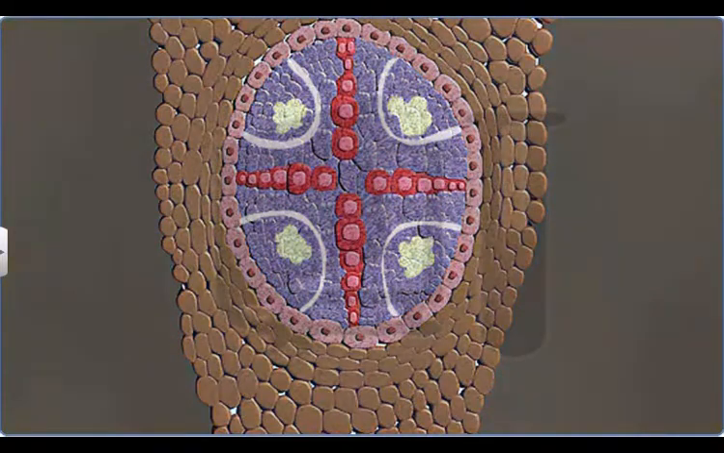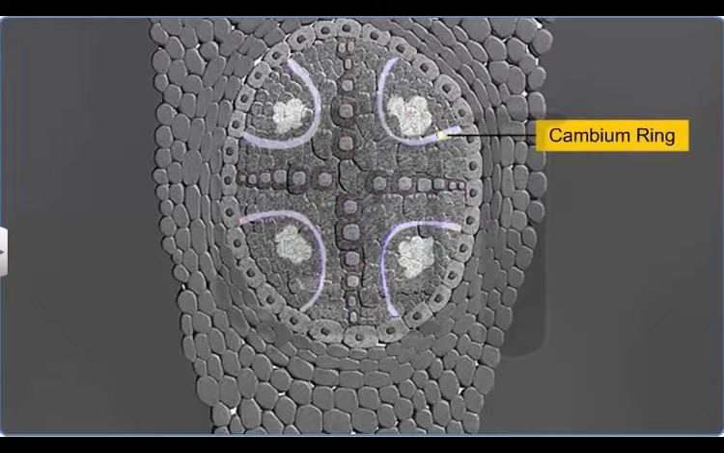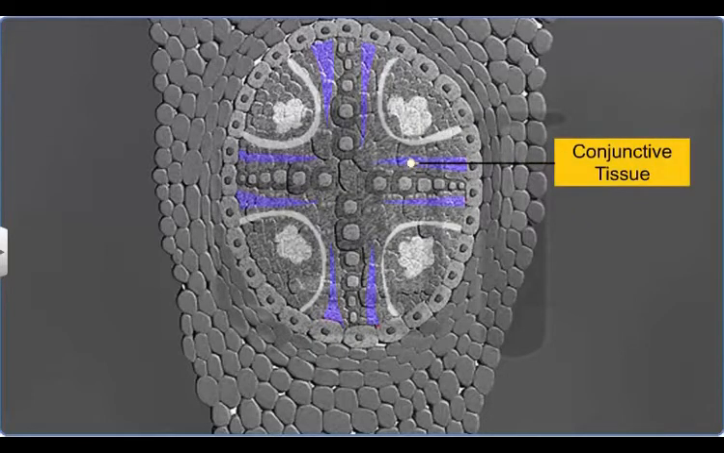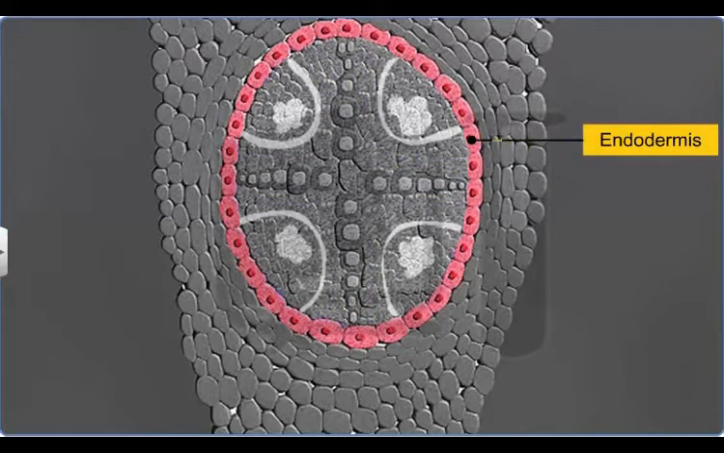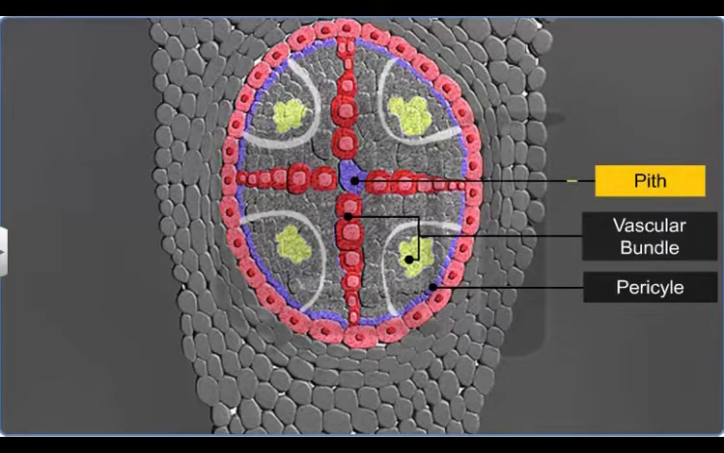Typically, there are 2 to 4 xylem and phloem patches in a dicot root. In the later stages, a cambium ring gets formed between the xylem and the phloem. Some radially arranged parenchymatous cells are found between the vascular bundles. These cells form the conjunctive tissue, which is specialized for storage of water. The tissues present inside the endodermis, namely the pericycle, vascular bundles, and pith, are collectively known as stele.